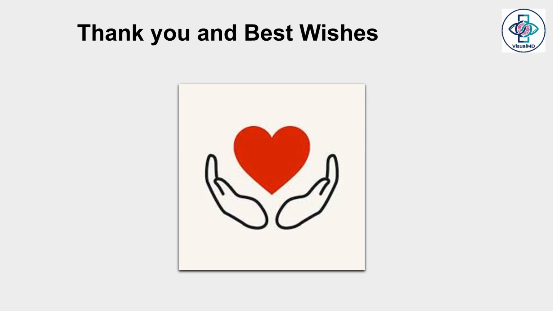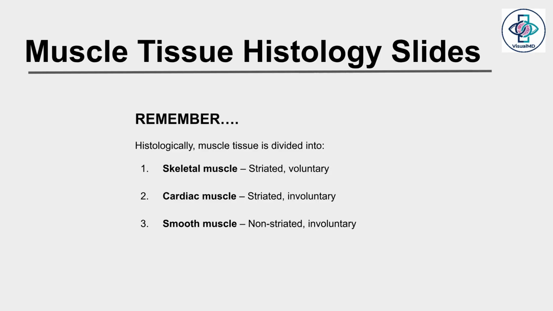Thank you for reviewing the connective tissue slides. Up next, we will explore muscle tissues. Muscle tissue is histologically classified into skeletal, cardiac, and smooth muscle based on striation and voluntary control.